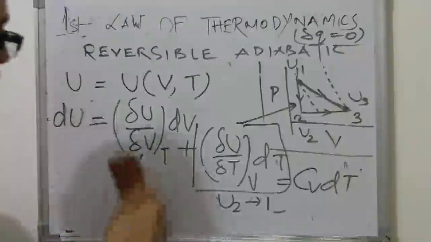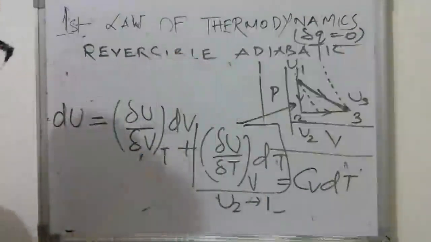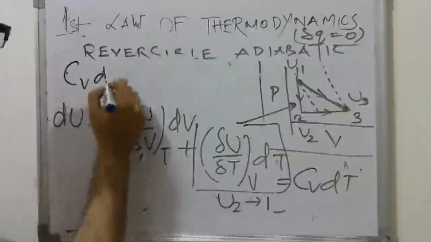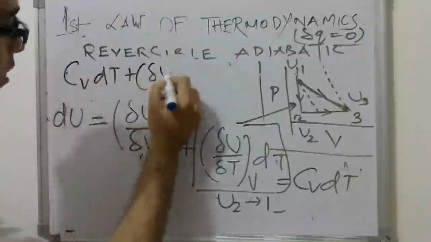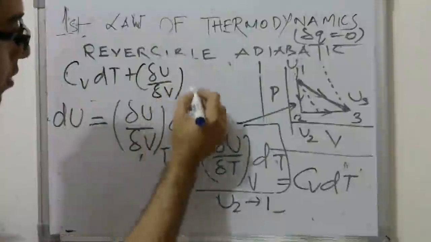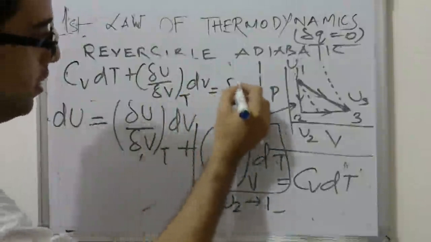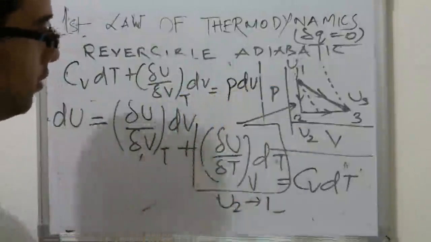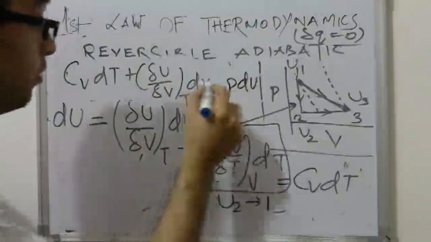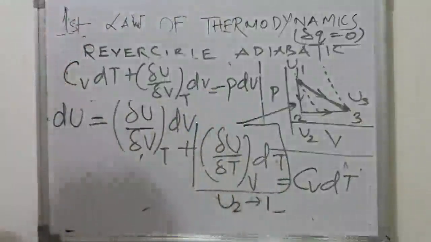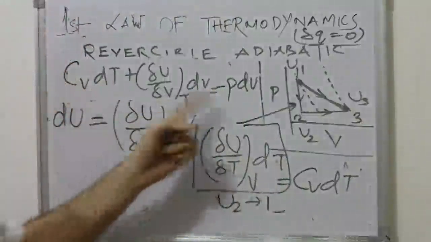So if I just write the equation again, what we have finally is CV dT plus del U del V at constant temperature dV is equal to PdV, or you say minus PdV, del W was there. Okay, so this is the equation.